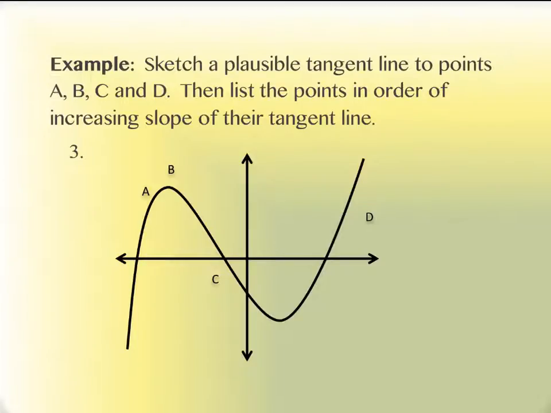All right, let me show you a couple other things here. These you'll like better, in part because there's pictures involved, I know. This one says to sketch a plausible tangent line to the points A, B, C, D, and then list the points in the order of increasing slope. Now you actually have points on your graph, so I'm going to put mine in so that I have the same thing you do.